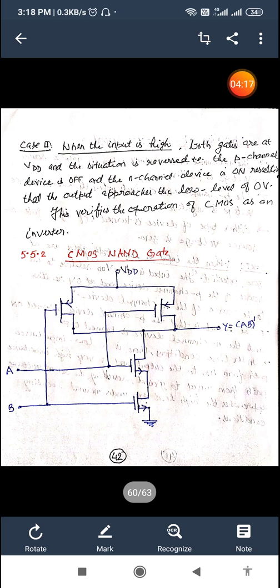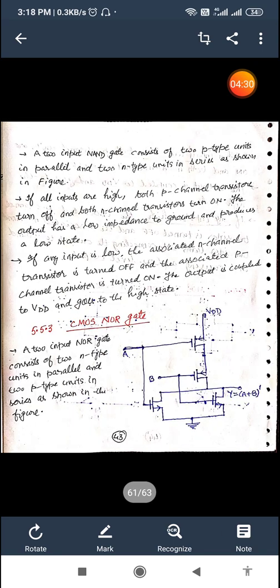If any input is low, the associated N channel transistor is turned off and the associated P channel transistor is turned on. The output is coupled to VDD and goes to the high state. This verifies the operation of CMOS as a NAND gate. Now comes the CMOS as a NOR gate. See the figure. A 2 input NOR gate consists of 2 N type units in parallel and 2 P type units in series, as shown in the figure.